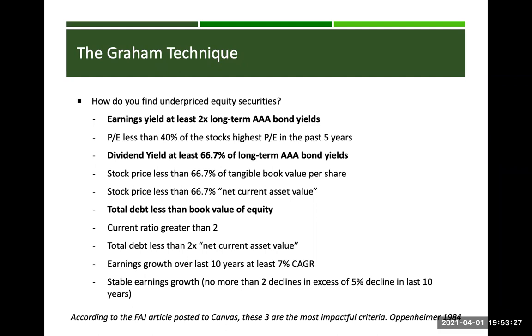But the idea he's trying to do is that the market pricing is out of sync. And this total debt less than book value of equity is essentially a safeguard against the company being too leveraged from a capital standpoint, from a capital structure standpoint. So Home Depot is too leveraged from a capital structure standpoint for a Graham company, a Graham investment. So this is Oppenheimer wrote this in 1984.